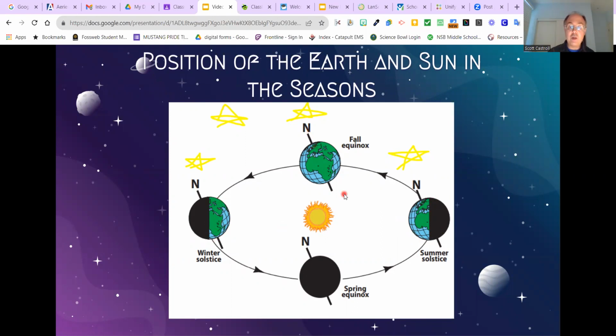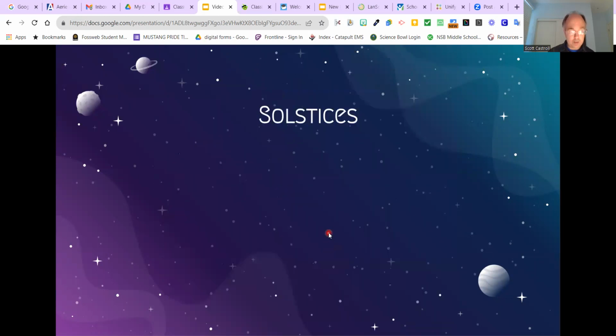Now in the fall equinox, you can see it's actually even. It's 50-50. Same is true for the spring equinox. So we call the points at which one of the poles is leaning most directly towards the sun the solstices.